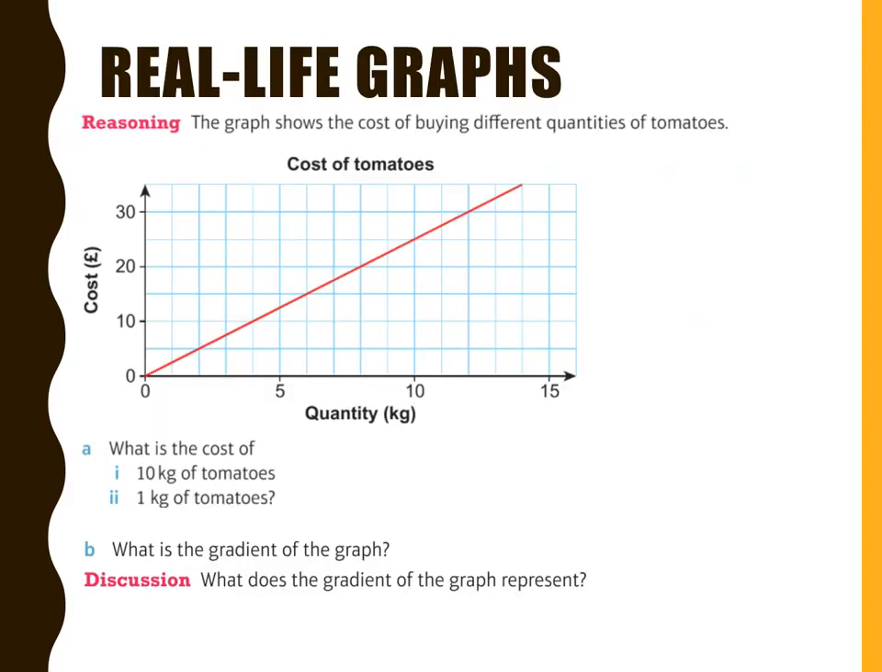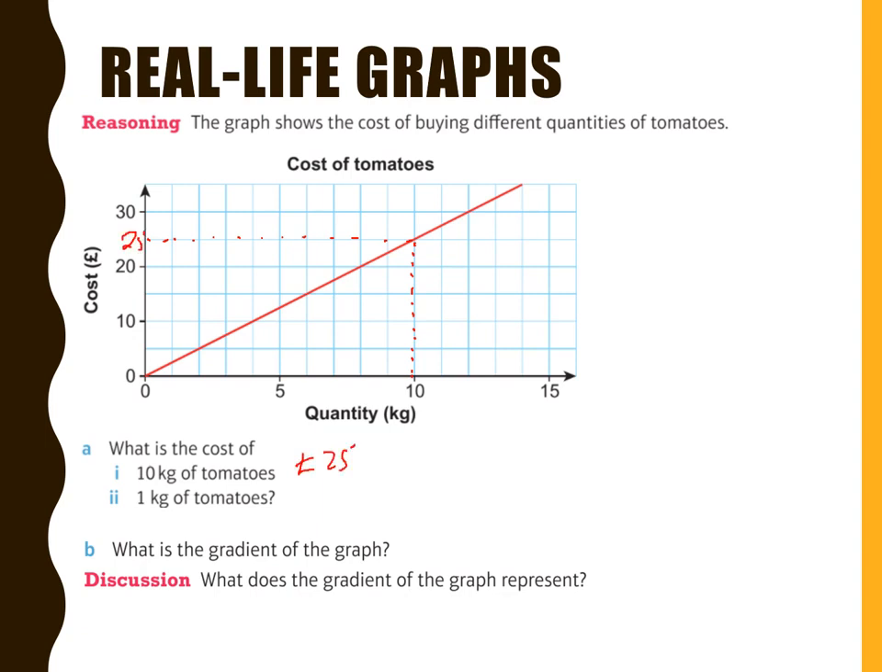Real life graphs. The graph shows the cost of buying different quantities of tomato. What is the cost of 10 kilograms of tomato? With real life graphs, you're reading the graph. You're trying to understand. So this line shows you the relationship between the weight and the cost. So if I have 10 kilograms of tomato, I'm going up from 10, so my cost would be 25 pounds.